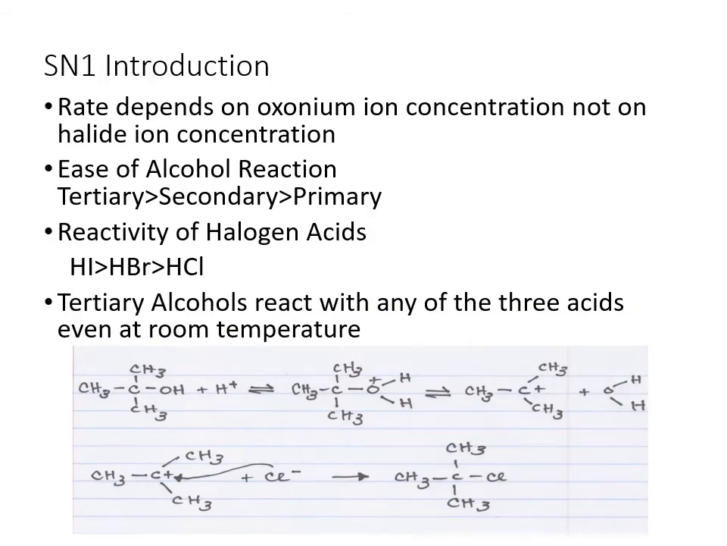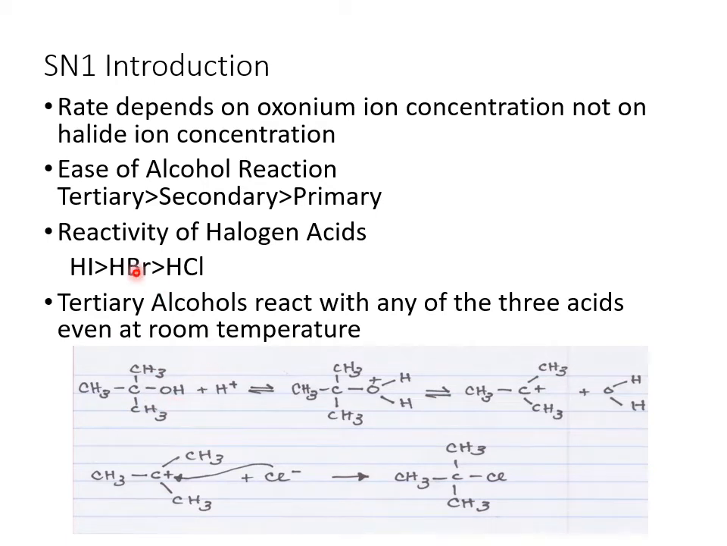So continuing on this topic, what we see here is that the rate depends on the oxonium ion concentration, right? So this is because it's an SN1 reaction. And the rate of the reaction depends on the concentration of the substrate, not the chloride, which is the nucleophile. So the ease of this alcohol reaction would be from tertiary to secondary to primary, meaning the easiest alcohol to react in this manner is a tertiary alcohol.